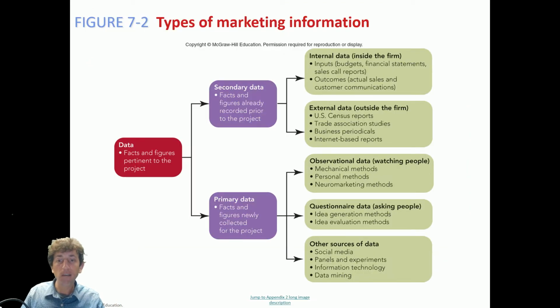Here is the bulk of the chapter, especially for an introduction to marketing class. You might have also learned this in a statistics class as well. This is the fundamentals of business, the difference between secondary and primary. Secondary data are things that already exist. You can search online right now and get this data for free. It already exists. Sometimes you have to pay for secondary data.